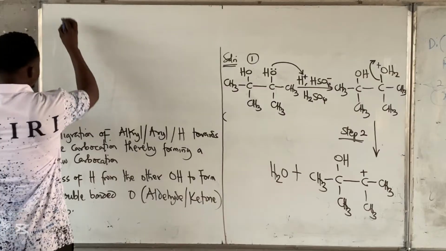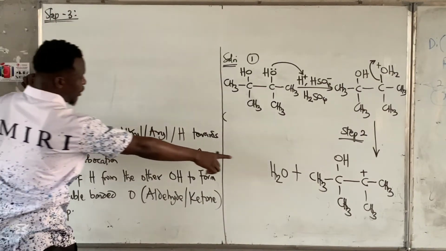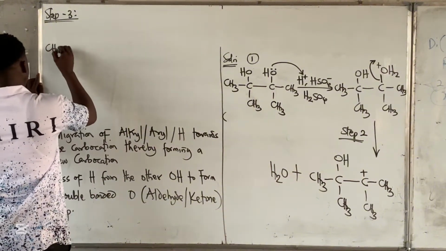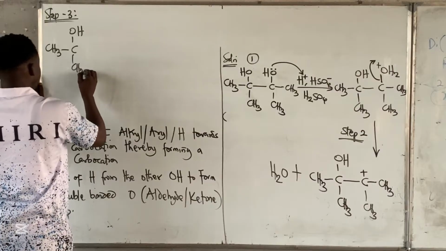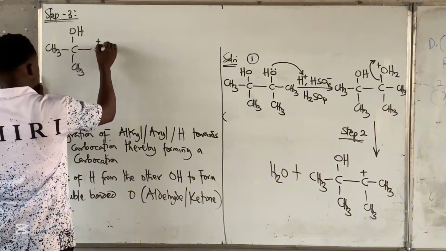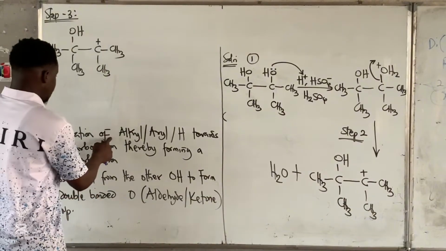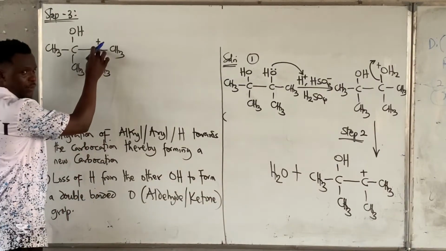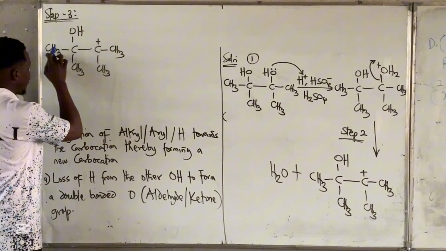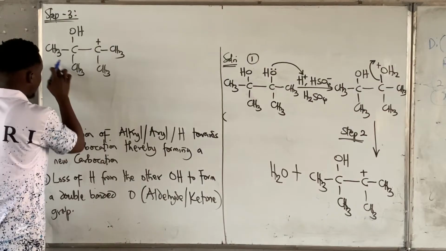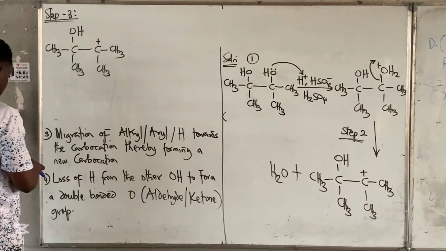So step 3 says migration. So I'm going to write this compound. This becomes CH3, COH, CH3. Migration. Now this is the carbon bearing the positive charge. The adjacent carbon is this guy. So the two alkyl groups are this and this. So I'm going to migrate any one of these guys. I'll migrate any one of this.